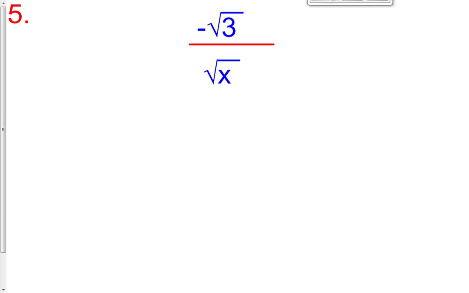Okay, problem number 5 now. If we look at a negative square root 3 divided by the square root of x, this is one that is similar to ones that we've done in the previous slides. I want you guys to pause the video now and try this one on your own.